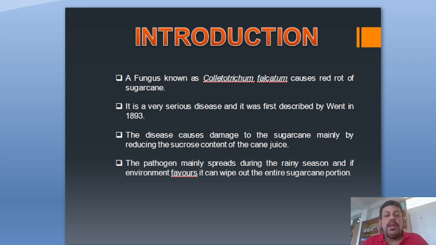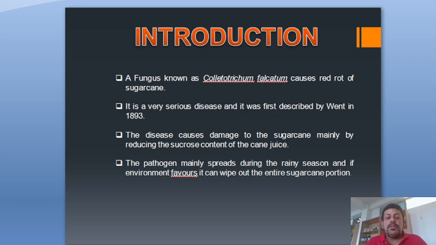So in the sugarcane also, the pathogen attacks the internode portion, and in the internode portion they try to get all the sucrose for their nutrition, and slowly the sugar content of the plant will reduce. And if the sugarcane is attacked by this type of fungi, definitely we are not going to get a satisfactory yield or satisfactory sugar content out of our cultivation.